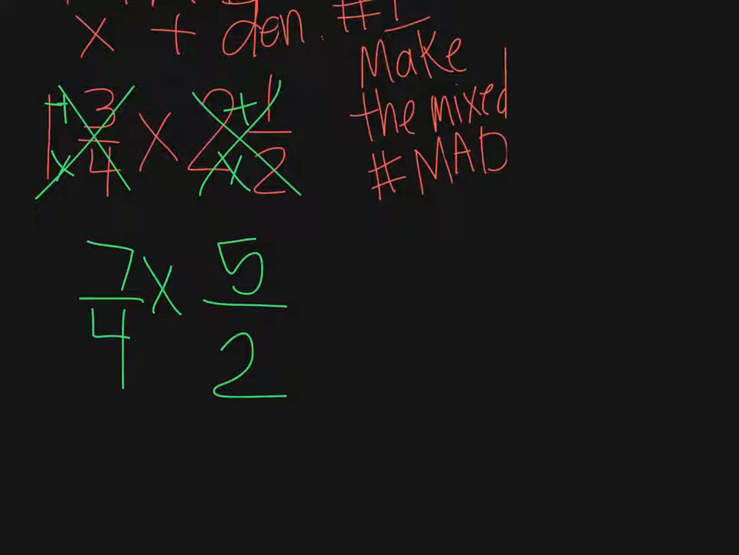Okay, everybody with me? All right, now we need to look to see if we can cancel out or cross out. Do we have anything that we can cancel out? No, because 7 and 2 do not have a factor in common, and 4 and 5 do not have a factor in common. So let's put this right here, number 2.